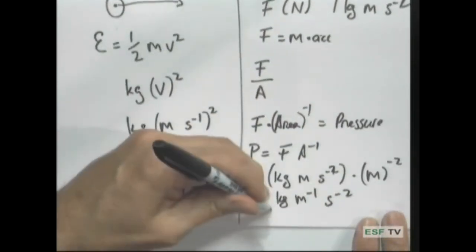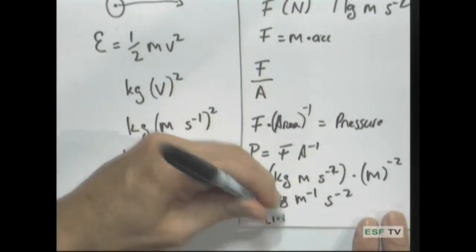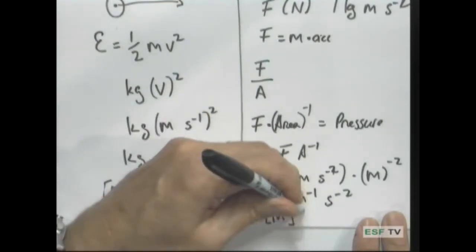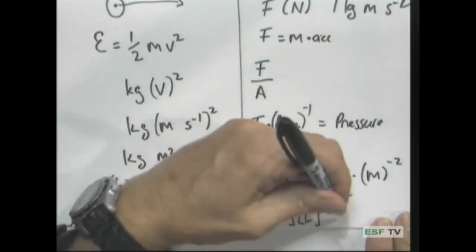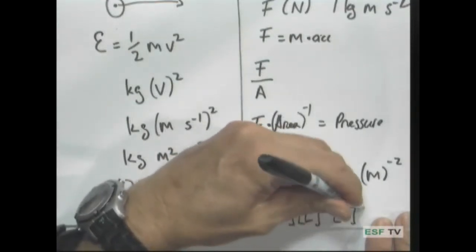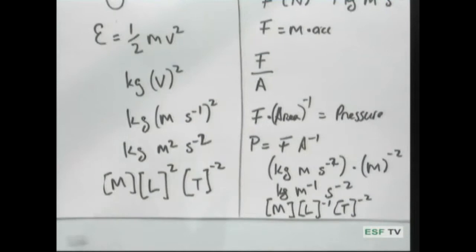And our dimensions are going to be mass times length to the minus 1 power times time to the minus 2 power. All right, now we see the basic problem here. If you look at the dimensions of kinetic energy, mass times length squared times time to the minus 2 power. That's for kinetic energy.